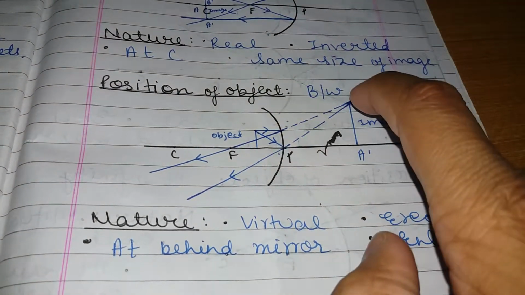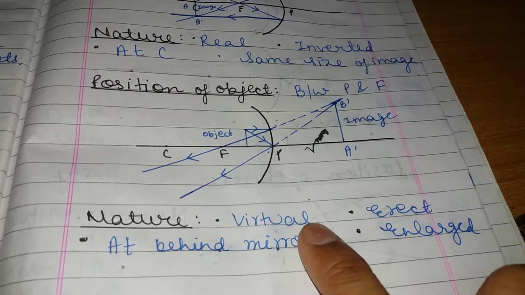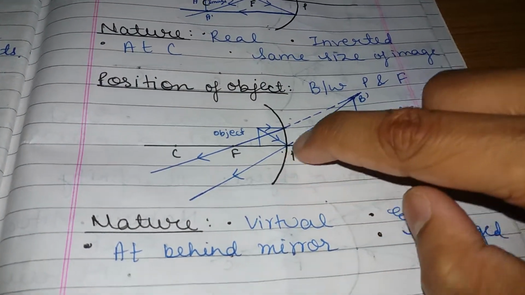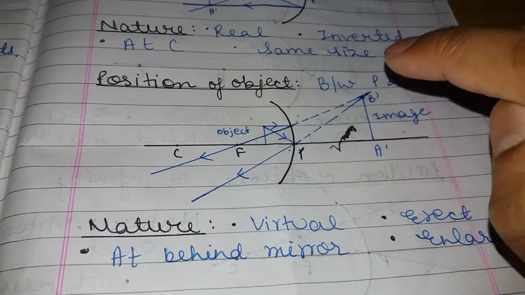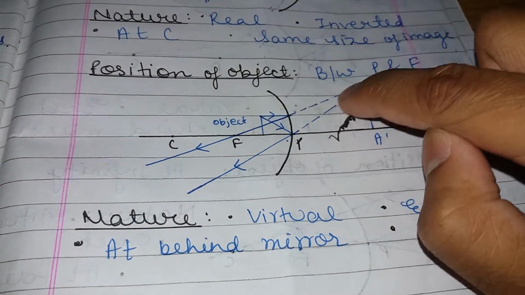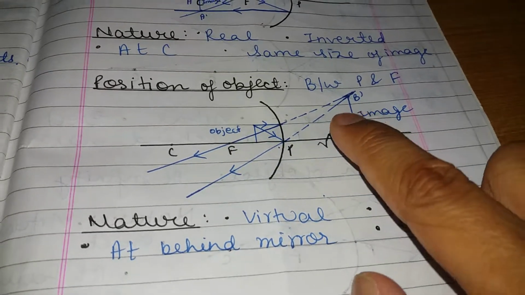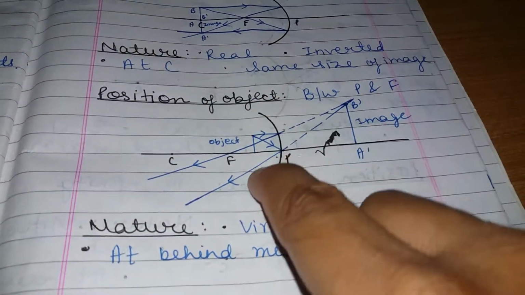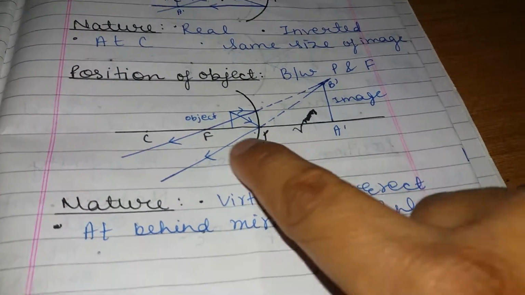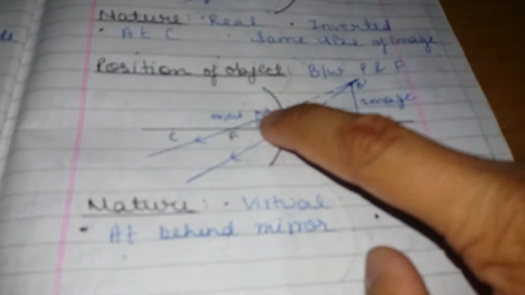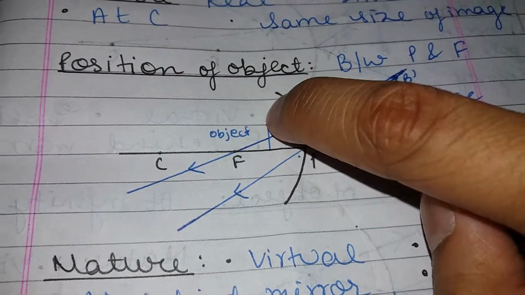As it is produced behind, and the formation of the image is behind the mirror, it will be virtual, because we are only assuming that the rays will meet, but in reality the rays are not meeting. It is erect. Second, it is behind the mirror, as the mirror is facing towards that side and the image is formed behind it. Since the image line is greater than the object line, we can say that the image is enlarged compared to the object.